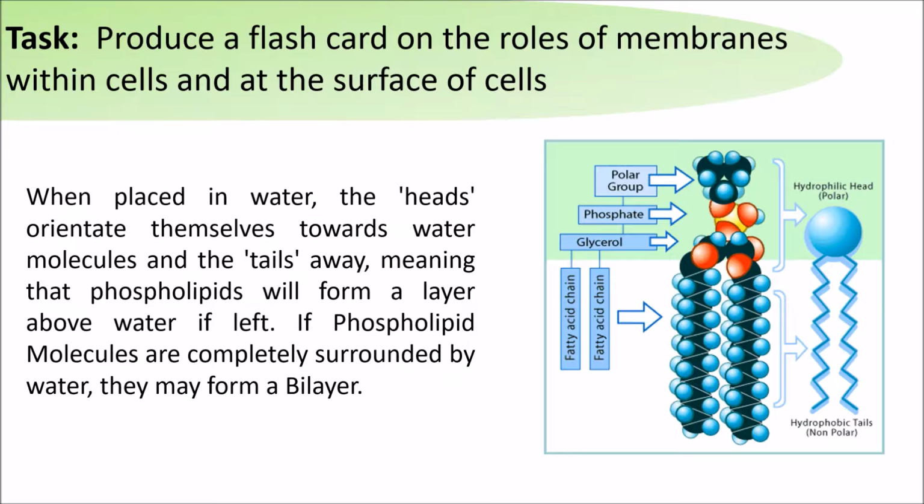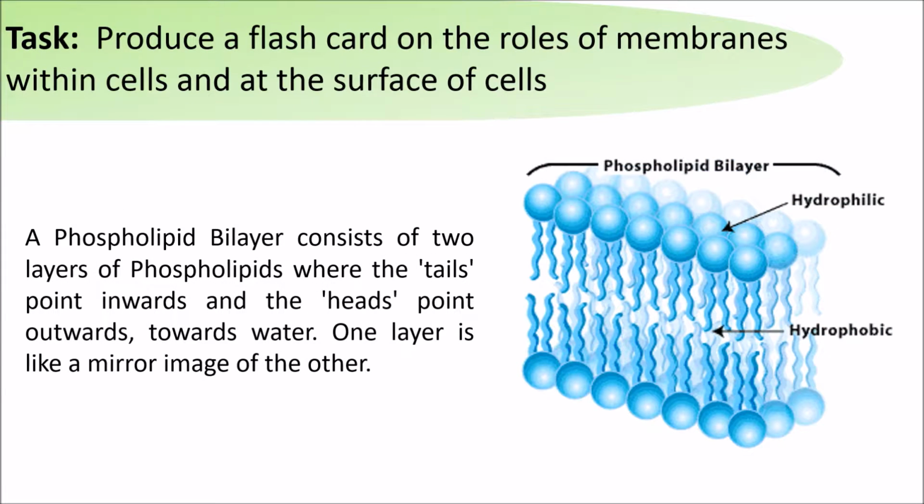If phospholipid molecules are completely surrounded by water, they may form a bilayer. A phospholipid bilayer consists of two layers of phospholipids where the tails point inwards and the heads point outwards towards water. One layer is like a mirror image of the other.